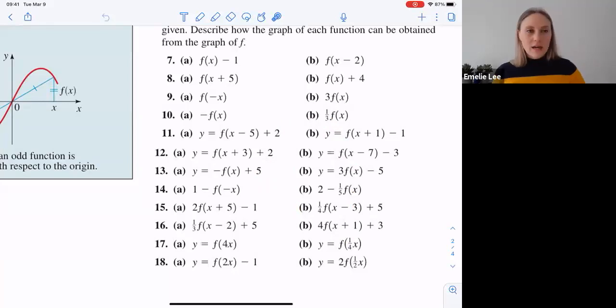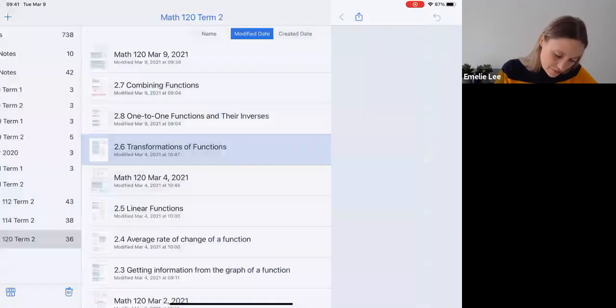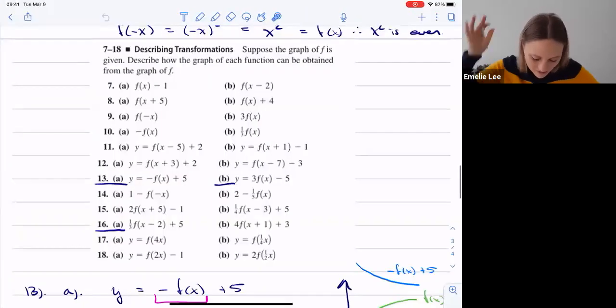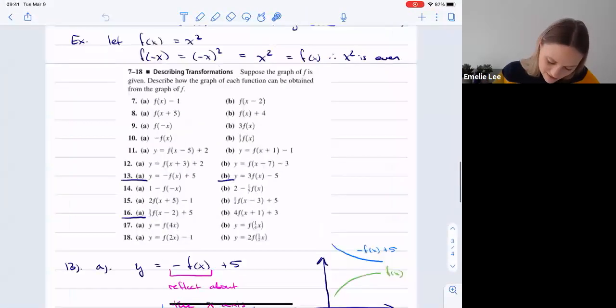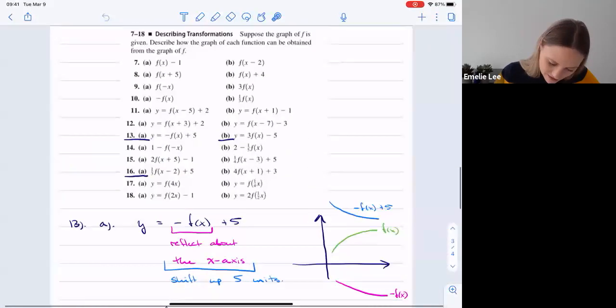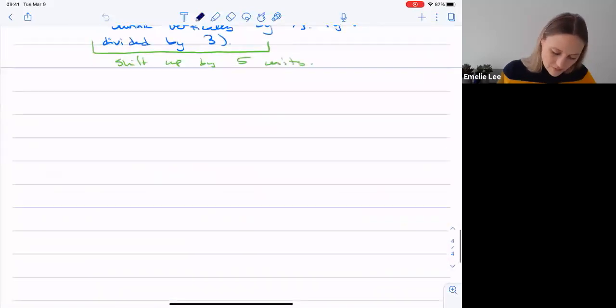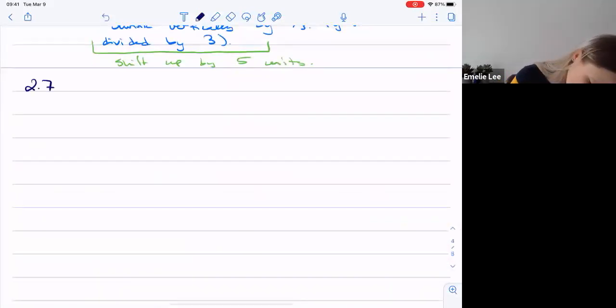So let us go to section 2.7. So 2.7 is on combining functions. Combining functions is really fun, so that's why I want to do it. Let's leave 2.6 behind. 2.7, combining functions.